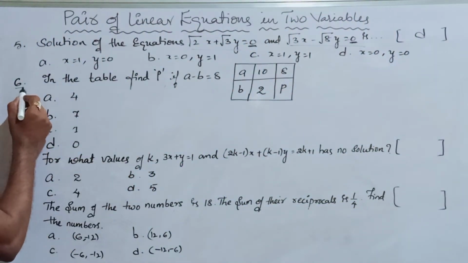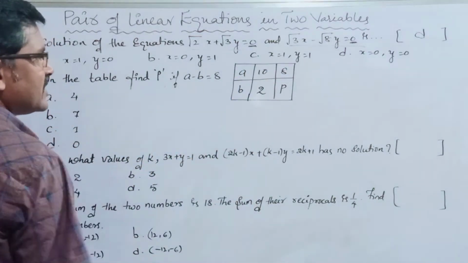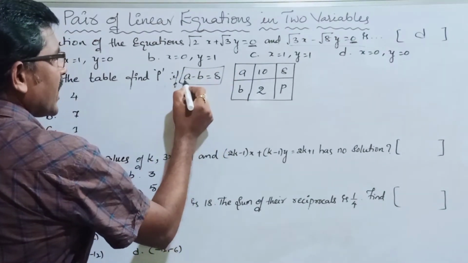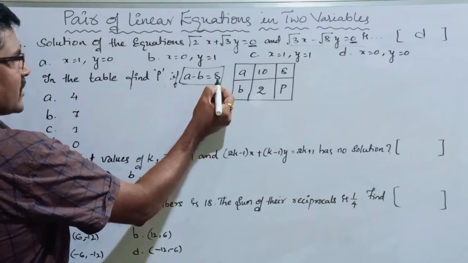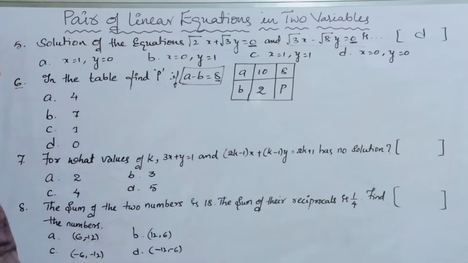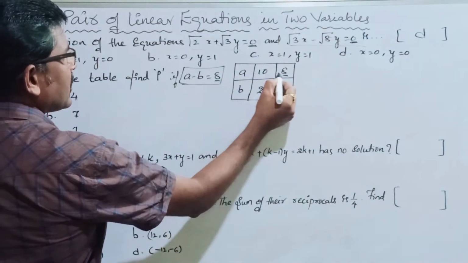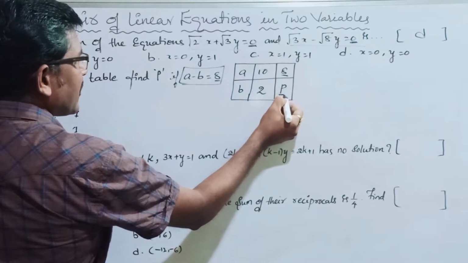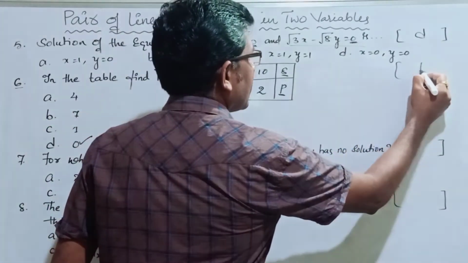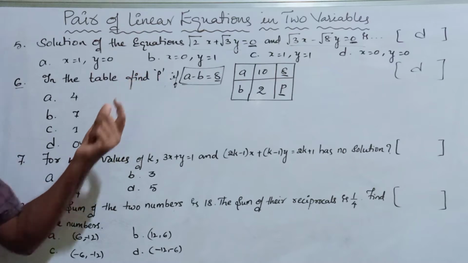Then next, sixth question. In the table, find P if A minus B is equals to 8. So ఇక్కడ కూడా మనకు చిన్న లాజిక్. So A minus B is equals to 8. Then find the value of P. So ఇక్కడ A value 8 ఇచ్చాడు అనుకోండి, ఇక్కడ 8 ఇక్కడ 8 ఉంటే సింపుల్. The value of P is 0. Option D is the right answer. So చిన్న లాజిక్స్, ఇలాంటి క్వశ్చన్స్ వచ్చినప్పుడు చిన్న లాజిక్స్ యూజ్ చేయాలి.